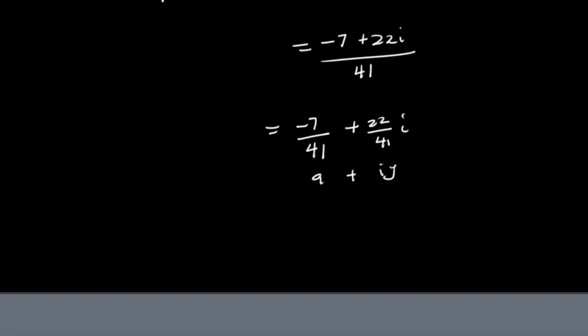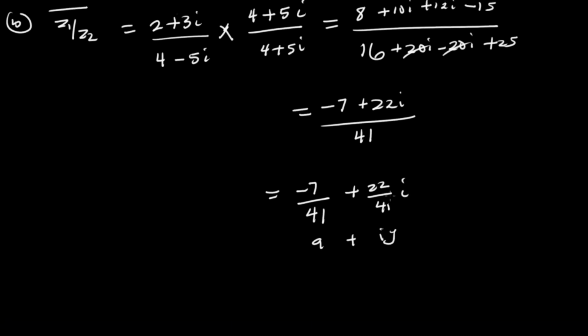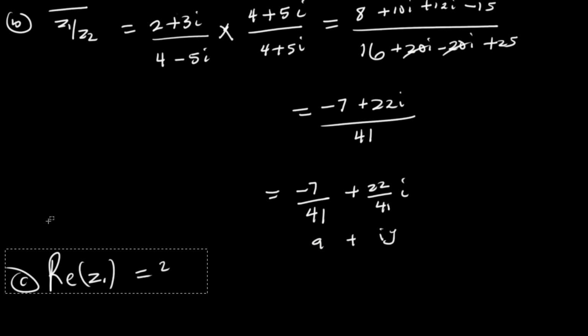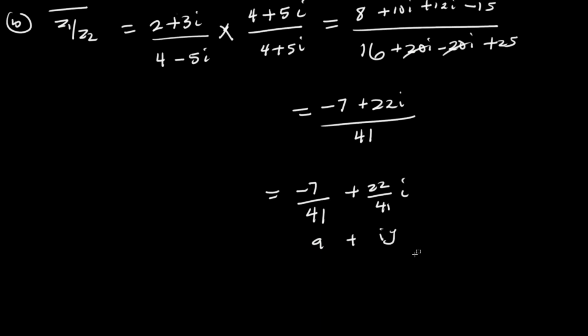Now just a key takeaway. If you have something like Re of z1, this is basically talking about the real part of z1, and in this case this is going to be 2. Oh, I forgot, we are not done with question 1 yet. We are not done with the B part yet. I made a mistake.